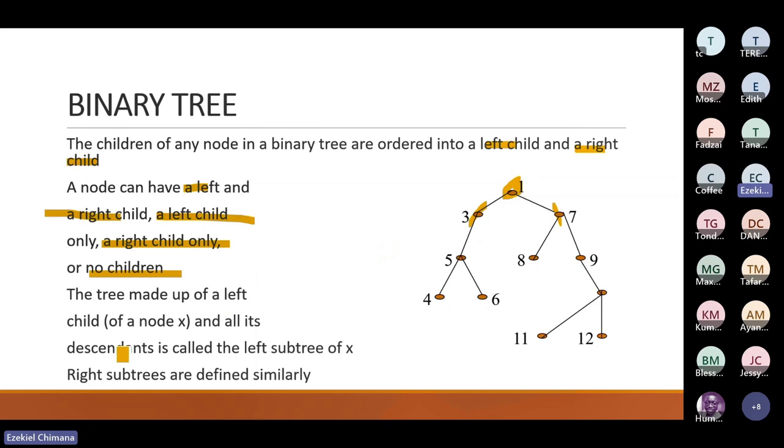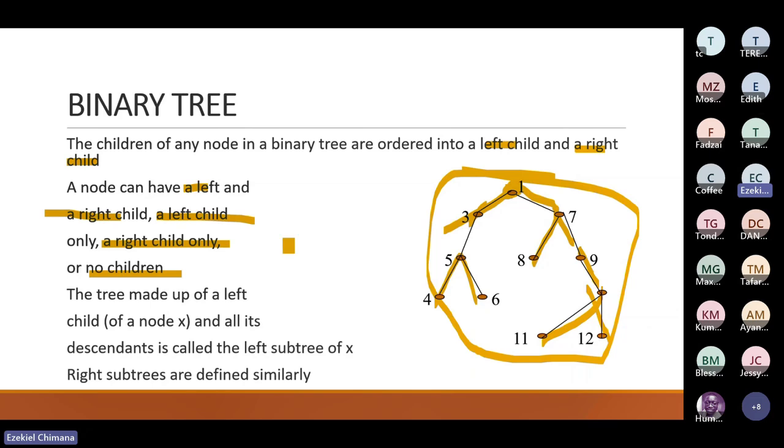The tree made up of a left child of a node X and all its descendants is called the left subtree of X. The right subtrees are defined similarly. So if you look at this one, we've got a left child, a right child, then the right child, the left and right, the left and the right. This one is a binary tree.